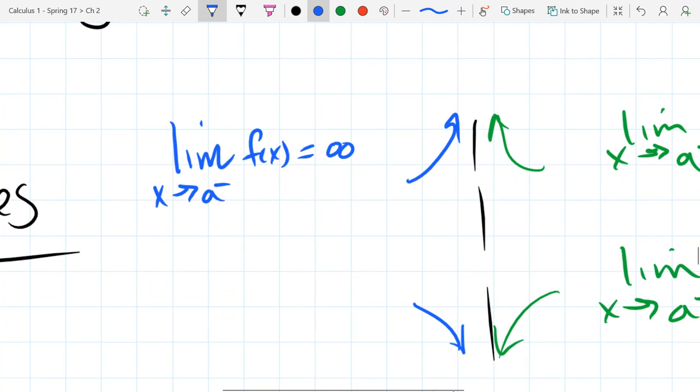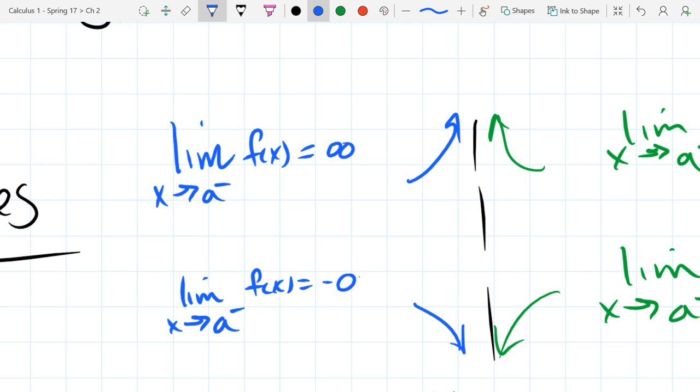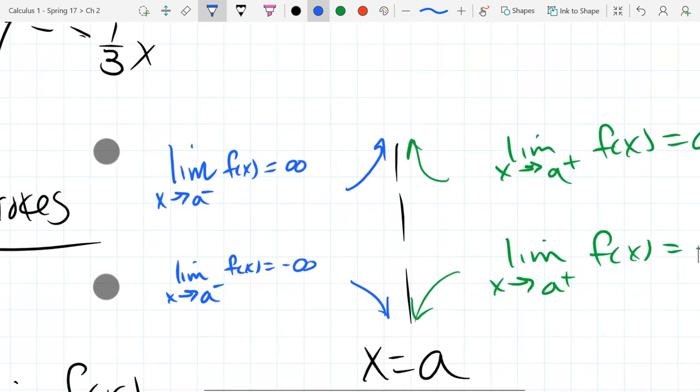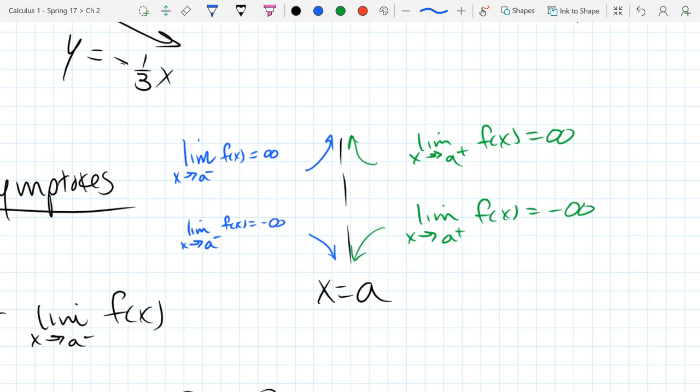And we get positive infinity, or the limit as x approaches a from the negative side of f(x) equals negative infinity. So those are the two we could have on the left. You only need one of these four. Obviously a function won't have both, so you'll have one of the two.